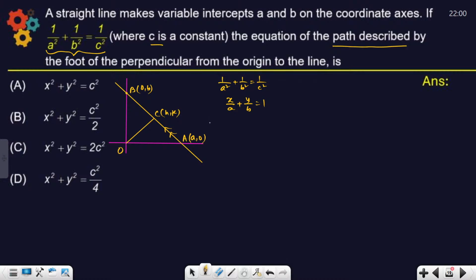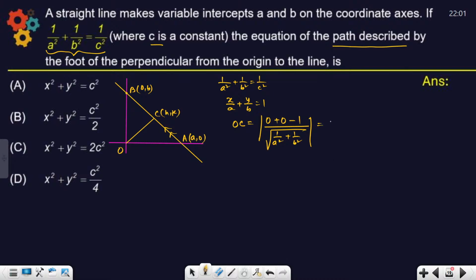Now, if I draw a perpendicular from origin to this line, what will be the perpendicular distance? What will be my OC? What is OC? Think about it. What is OC? It is 0 divided by root over of 1 over a square plus 1 over b square. This is the perpendicular length. Yes or no? Drawn from the origin to this line. This is the perpendicular length OC, right?